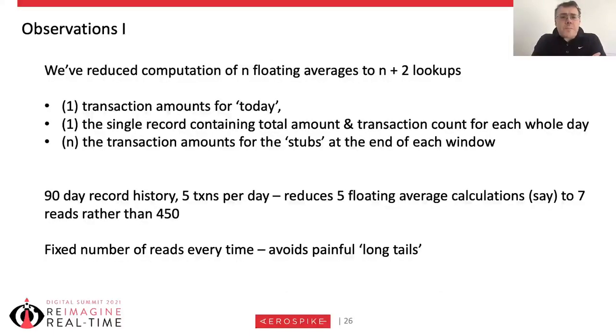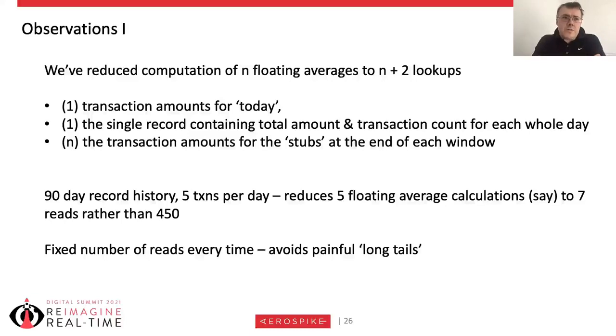So if we put all these things together, if I want to compute n different floating rate averages, I can do that in n plus 2 reads, right? So a fixed number of reads. The n is for the stubs at the end of each floating window, and then there's 2 more reads.